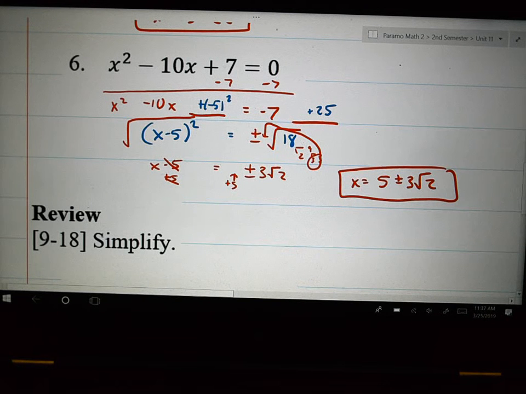The answers are not whole numbers anymore. They're these decimals, these radicals that just make it look a little bit funny, but that's what our answer is. We just got to get comfortable with it.